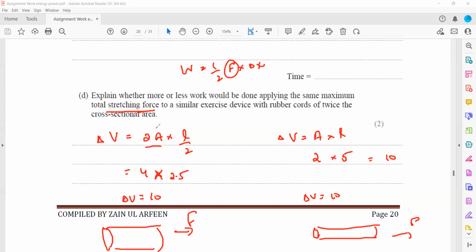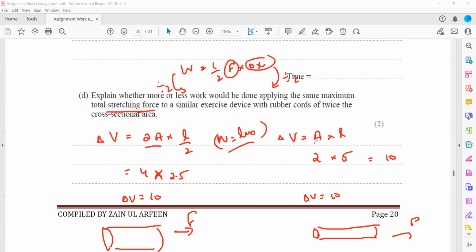Force is not changing, as I mentioned, force is the same. But as a result, if area is double, the length will become half. If length decreases, what happens to work done? The work done will also decrease. So less work will be done compared to the original one.